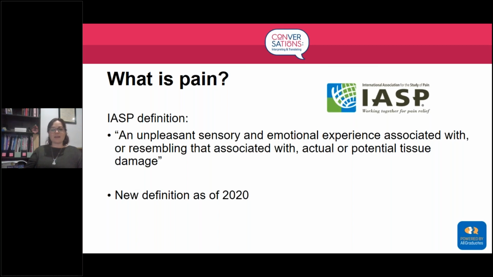And then it says here, actual or potential tissue damage. This is going to be really important, and we will come back to it as we go. We can have pain with tissue damage. We can have pain without there being any tissue damage, and the other way around. We can have tissue damage and feel pain. We can also have tissue damage and not feel any pain.